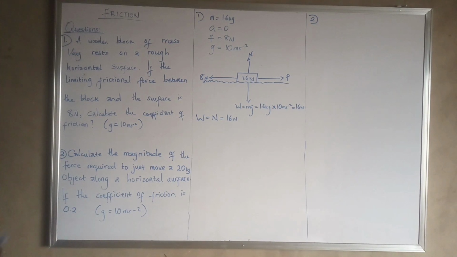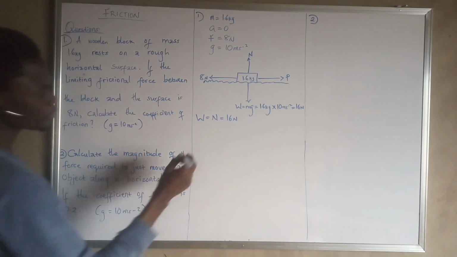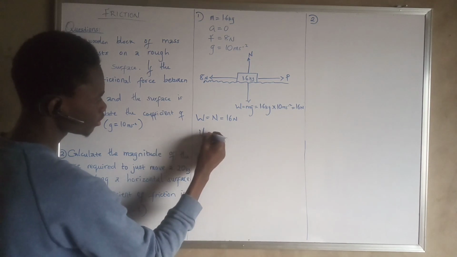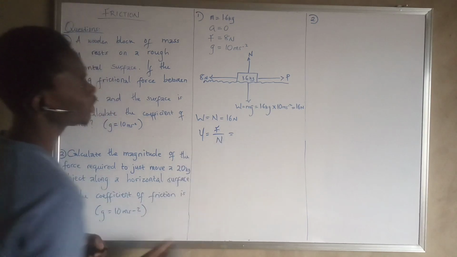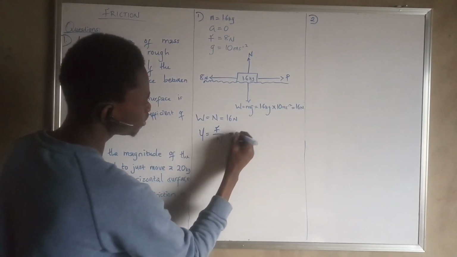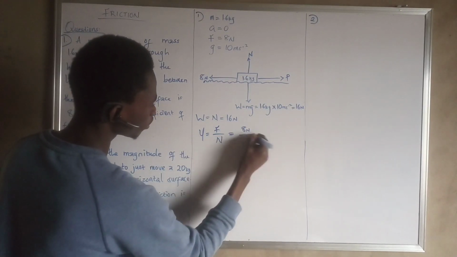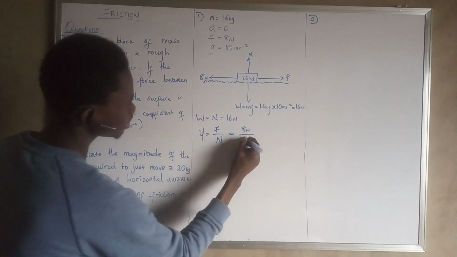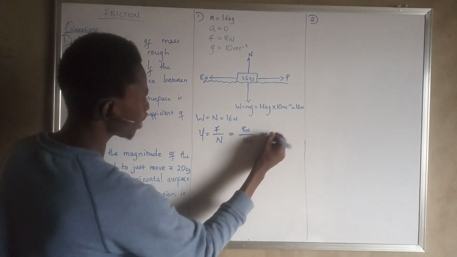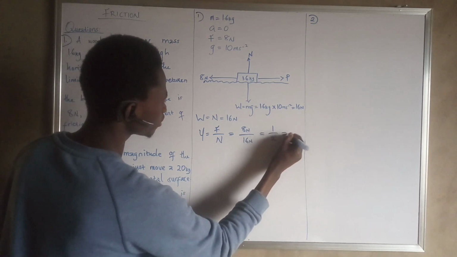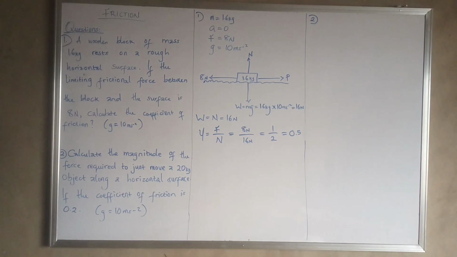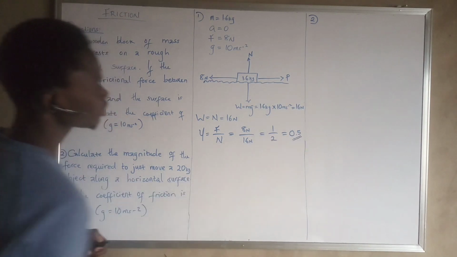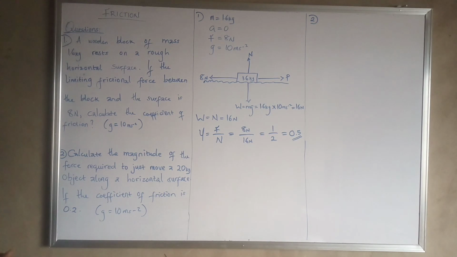So the question says, calculate the coefficient of friction. The formula for finding the coefficient of friction is mu equal to friction over normal reaction. The value of our friction is 8 Newton. Normal reaction is 16 Newton. Then we have 1 over 2, equal to 0.5. That's the final answer. That's the value of the coefficient of friction in the first question.